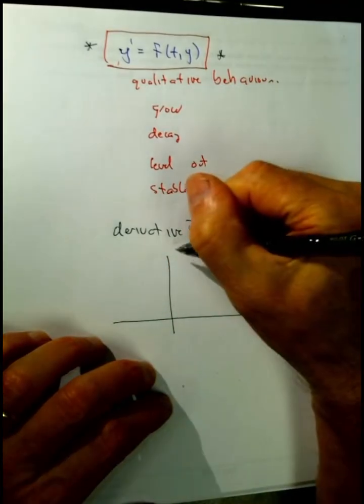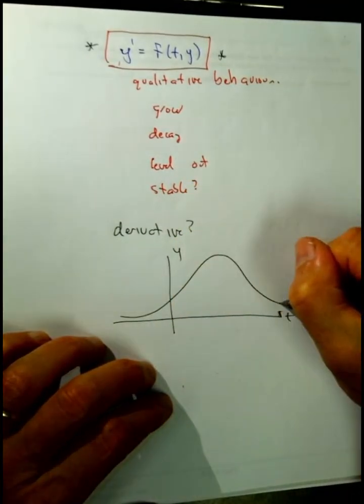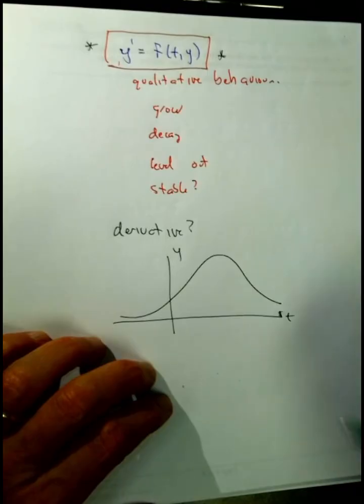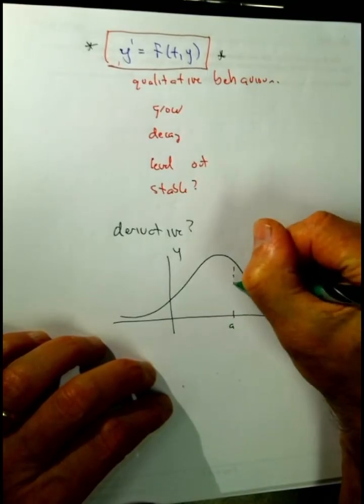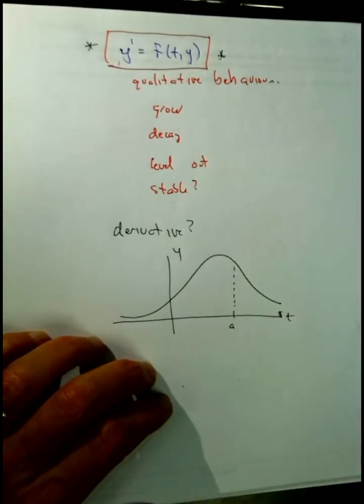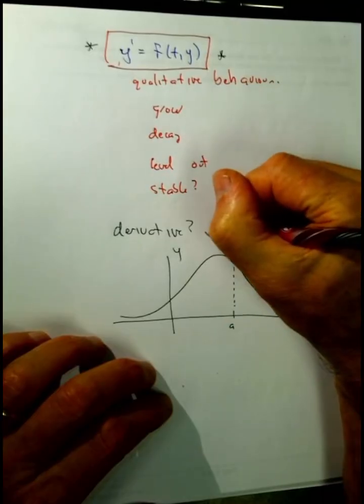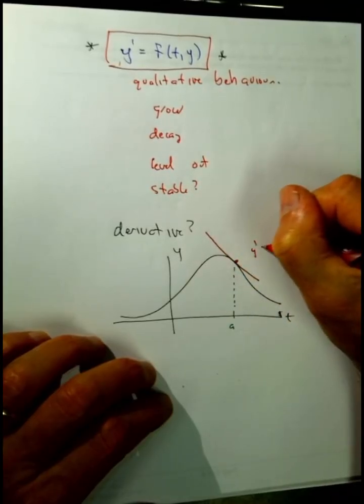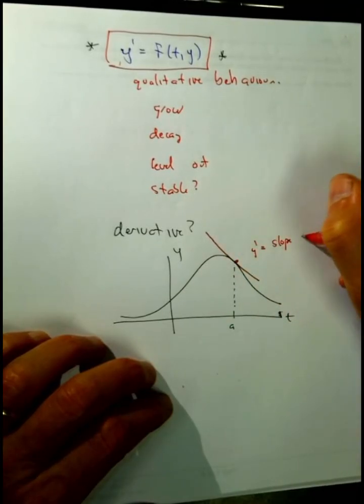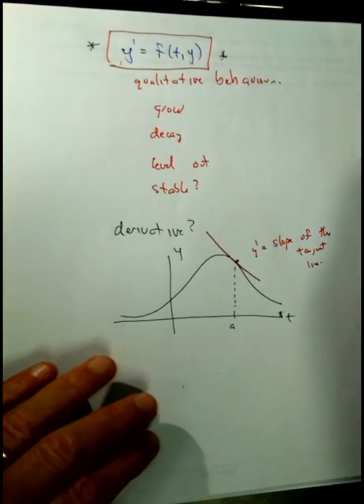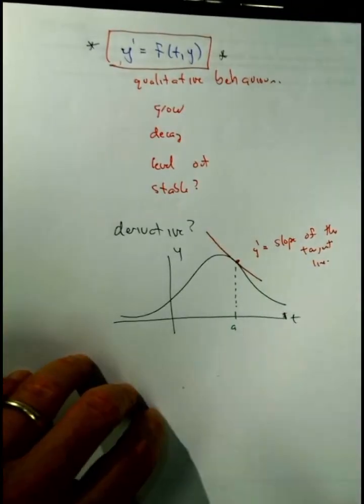So what is the derivative? If I've got some function y of t, and I'm interested in what happens at some point a, the derivative is going to be the slope of the tangent line. Okay. So why is that important? It's going to tell us whether or not our function is increasing or decreasing, and by how much.